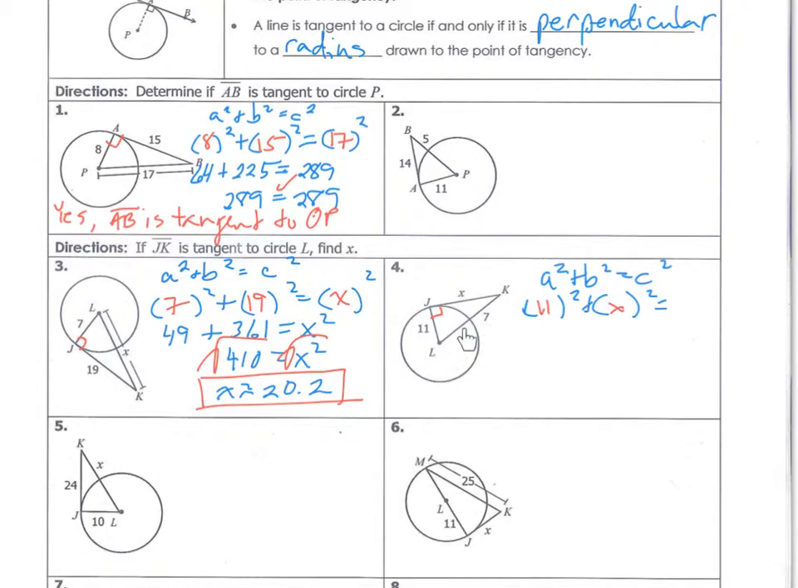What are we going to call this? What part of the circle is it? It's a radius, and that means it's 11. Aren't all the radii the same in the circle? So if this is a radius and that's 11, then this is 11 also. Does that help? Now what's your hypotenuse? 18. So now continue.